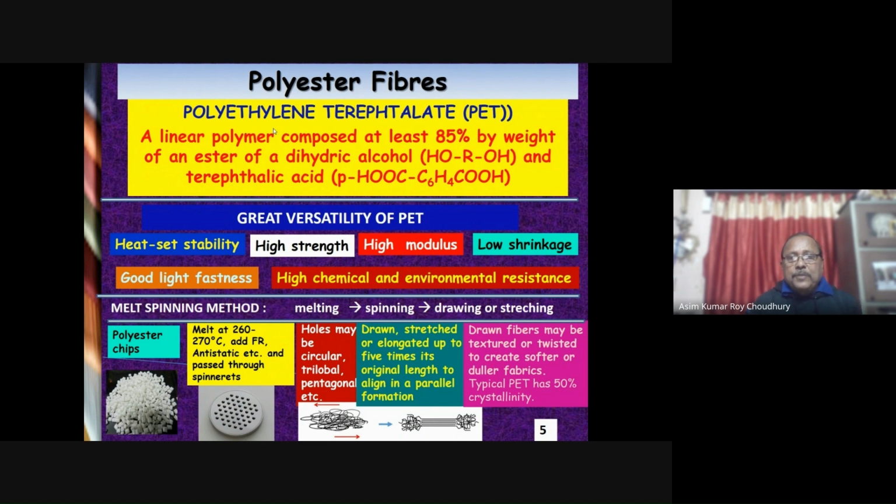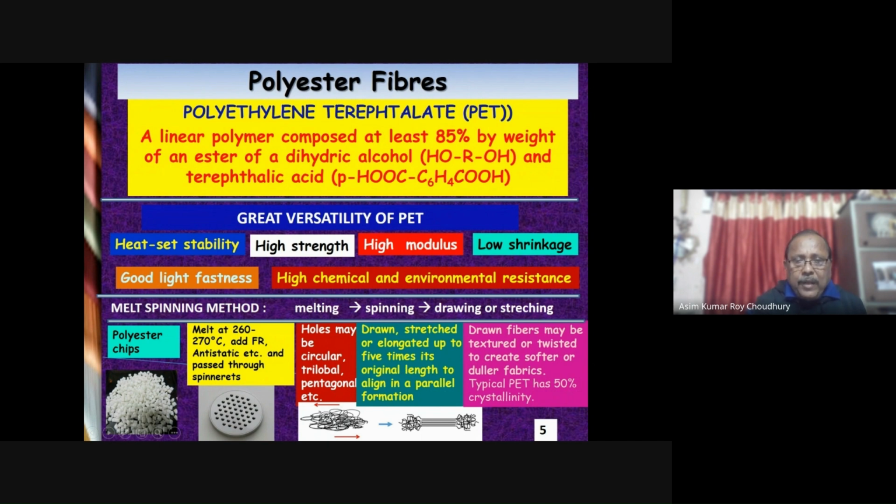The polymer chips are melted, then passed through spinnerets, and then drawn or stretched for suitable properties. Polyester fiber is shown in this figure. These are polyester chips. Then these are the spinnerets. Here polyester is spun at 260 to 270 degrees centigrade, with addition of fire resistance agents, etc. And then these holes may be circular, trilobal, or pentagon. Accordingly, we get different shaped fibers with different properties.